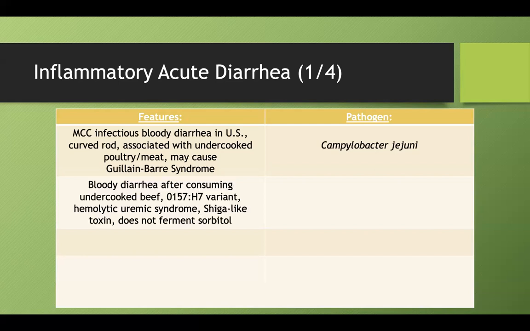What if you see somebody who has bloody diarrhea after consuming undercooked beef? It has a classic O157:H7 variant. It's associated with hemolytic uremic syndrome. It has a Shiga-like toxin, and it does not ferment sorbitol. This is enterohemorrhagic E. coli, or EHEC.